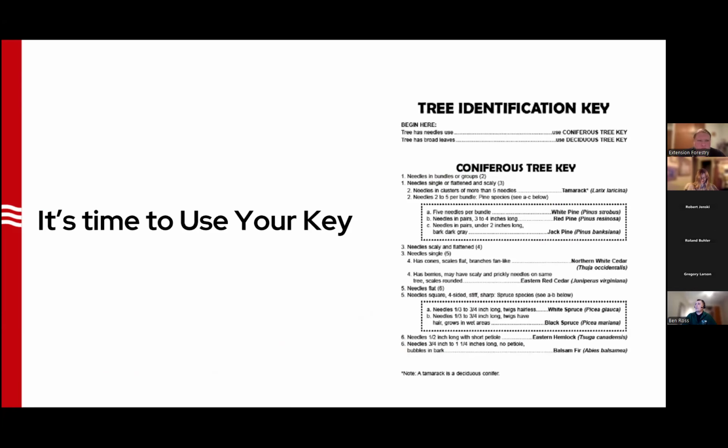All right, so we're going to use our keys here in a second. I'm going to talk about a couple of key species that we see here in Wisconsin first, and some characteristics. And then we'll have an example for the third one for you to actually work through the key. So if you can get those ready in a second here.